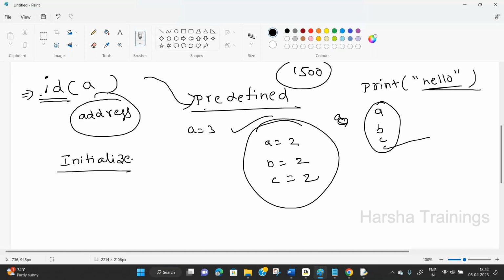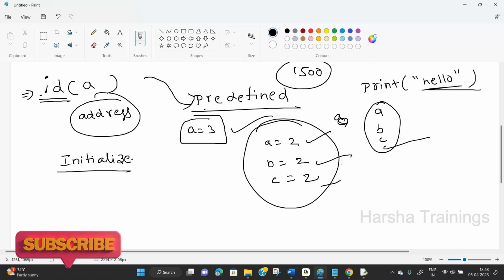Initialize means assigning a value. So a = 3 means we are assigning the value 3 to the variable a. This is called initialization. You understand? Initialization means assigning a value. Now, how many statements do you need to write? Three variables: first a = 2, next b = 2, next c = 2. But all three variables have the same value. Yes or no?